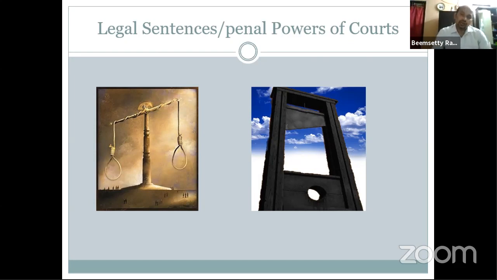Beyond assistant sessions, the sessions court, high court, and Supreme Court have unlimited fine. They can impose unlimited fine and any type of punishment like death sentence or imprisonment. They can give punishments according to the law, based on the crime.